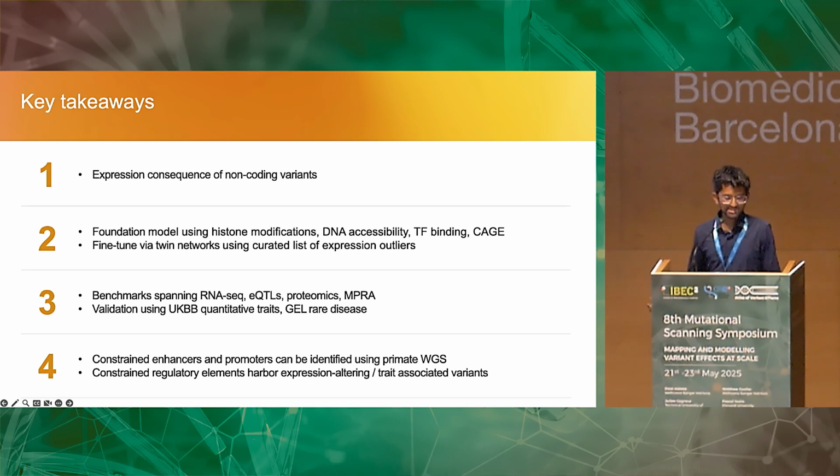Broadly, the conclusions here are: you can use expression consequence prediction to predict pathogenicity better. You can build these foundation models using all sorts of accessibility and histone modification and RNA-seq data sets. You can fine-tune them if you have a well-curated set of expression outliers and perform even better. We've also built benchmarks that span a lot of different assays and hopefully serve as a good resource for the community. And finally, we've been showing that even these constrained enhancers and constrained UTRs tend to have expression-altering, trait-associated variants in them.